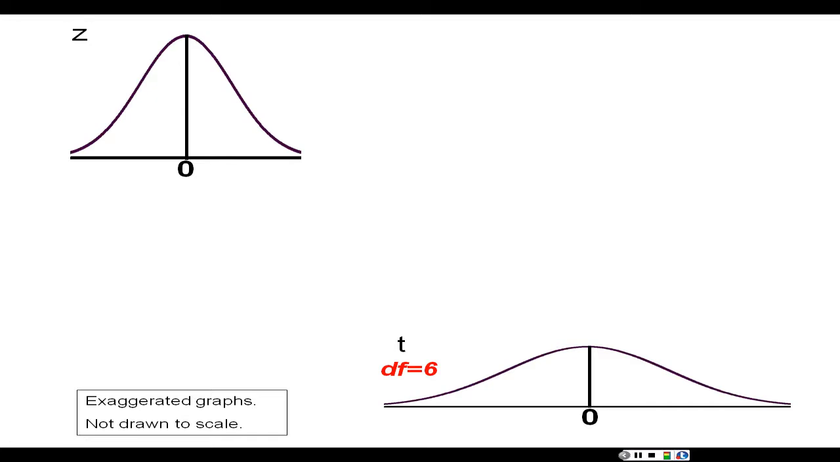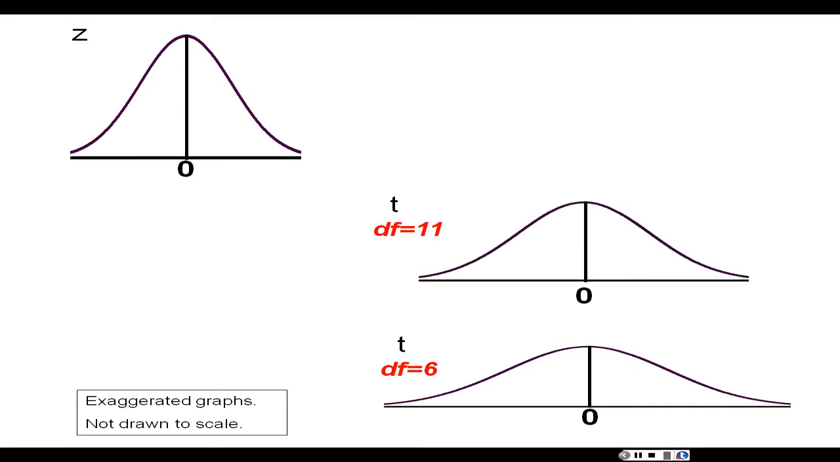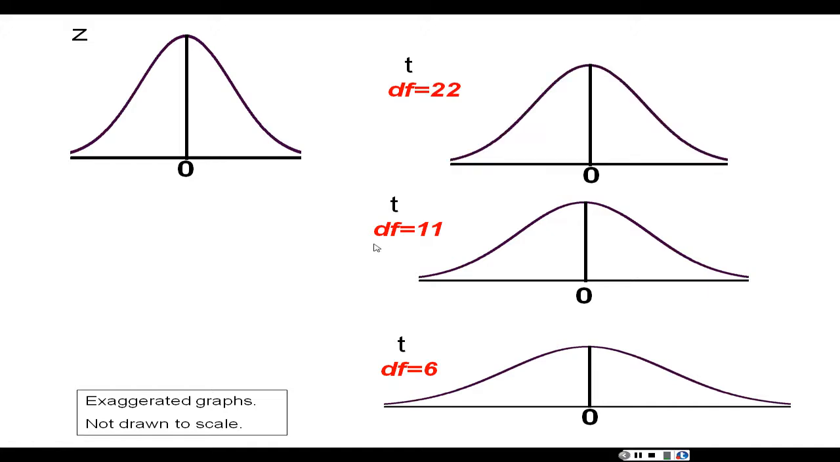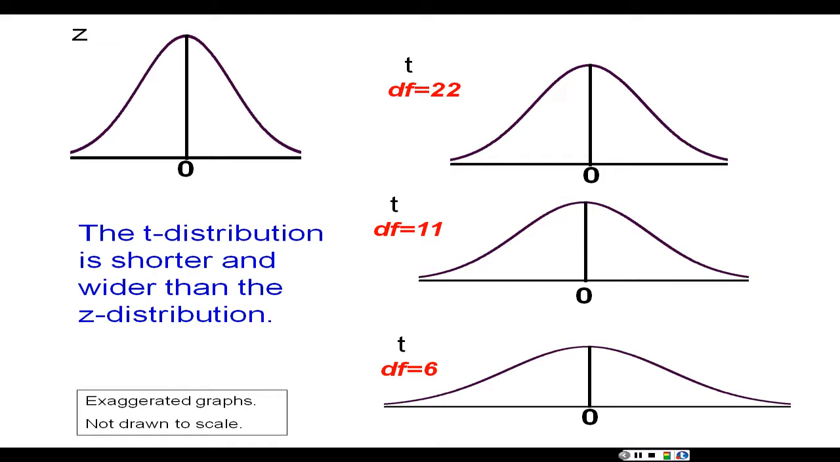Well, let's increase that sample size. Let's increase it to 12. 12 minus 1 is 11. Your degrees of freedom are 11. And look at this curve. It looks more and more like this one. You increase your degrees of freedom to 23, and notice how you have that. So you keep increasing your degrees of freedom. The higher the degrees of freedom, the closer this t-distribution is going to look like the z-distribution.